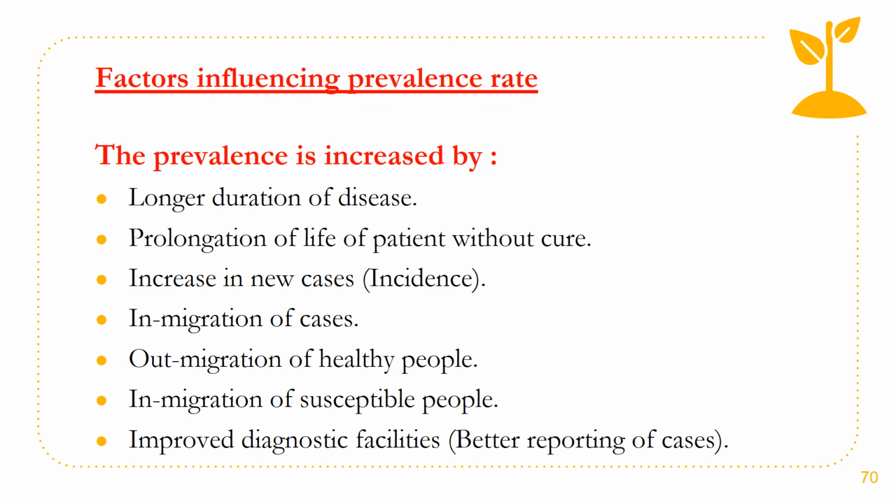So, factors influencing the prevalence rate. Prevalence, I have already told you, includes both old and new cases. So a longer duration of disease increases prevalence, because whenever you check, the disease will be present. Prolongation of life of patients without cure is the same thing: longer duration of disease or no treatment means it will be prolonged. Then an increase in new cases again increases the prevalence. Then migration of new cases, again it will increase. Out-migration of healthy people, in-migration of susceptible people, and improved diagnostic facilities also increase it.